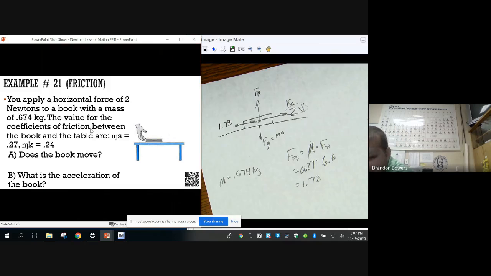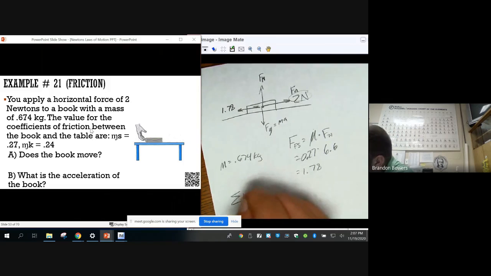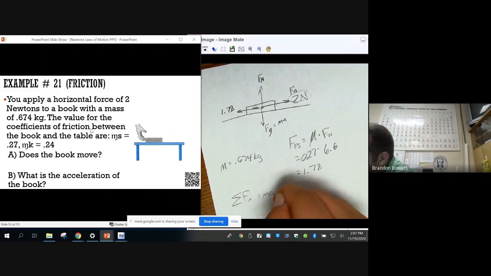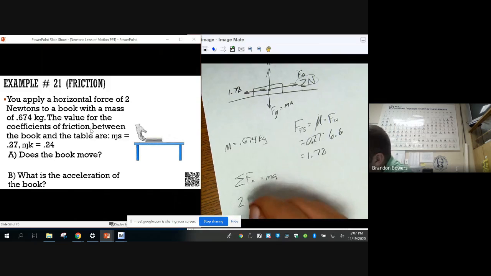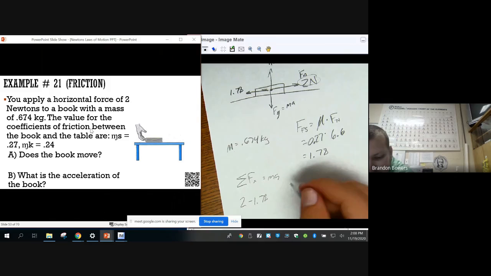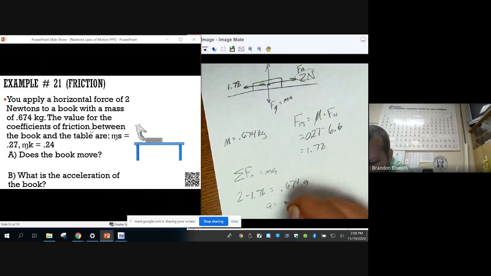Next, I have to solve for what is the acceleration. Okay, so acceleration. So I got to look at all of my forces in the x is equal to mass times acceleration. Okay, so in the x, I have an applied force of 2. I have a force of friction. And then that is equal to my mass, 0.674 times A. And when you solve for acceleration, I got about 0.57 meters per second squared.